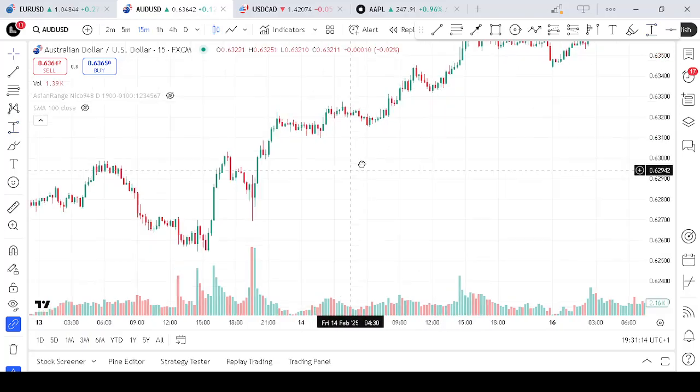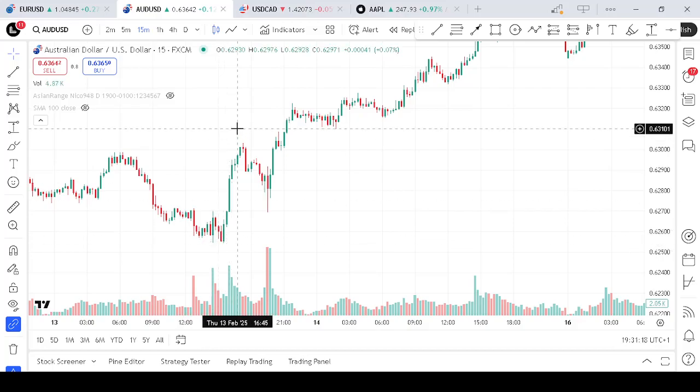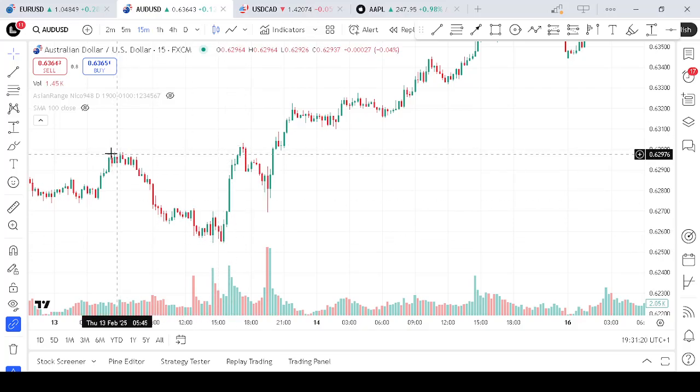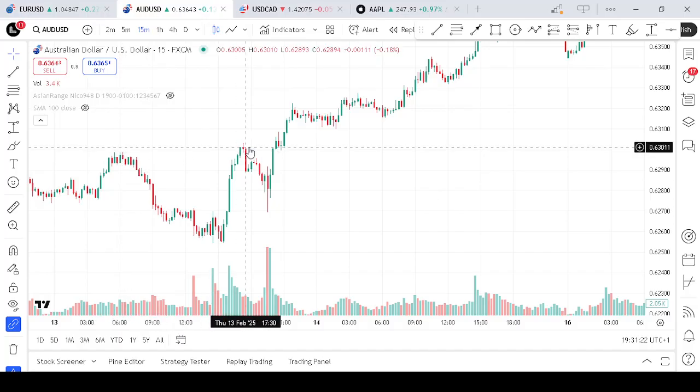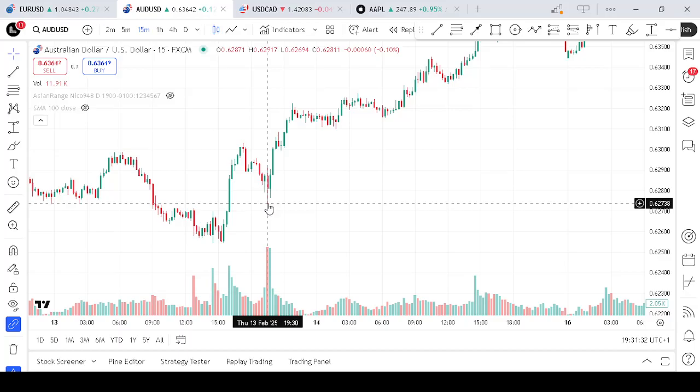While a deep pullback is something like this, from the higher low to the higher high, because it broke this previous high, and you see how deep the pullback is. It pulled back as deep as more than 50% of the initial move.